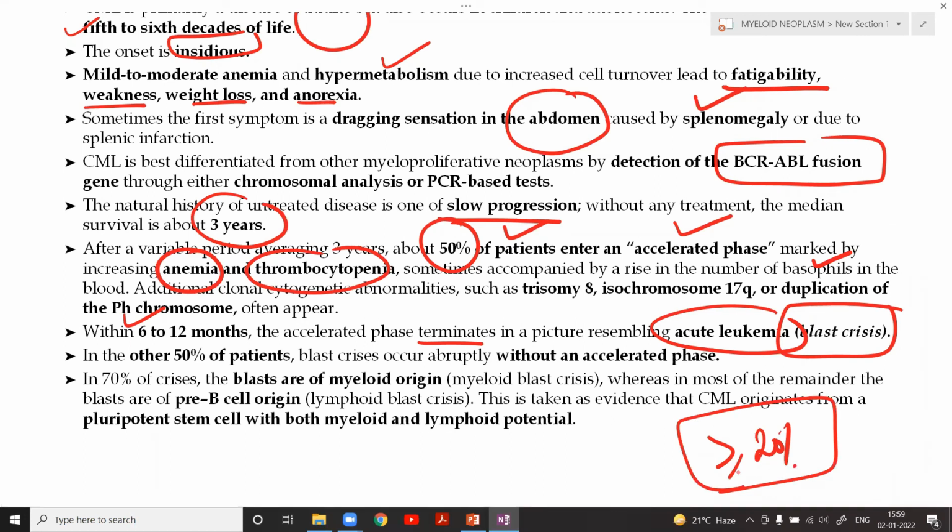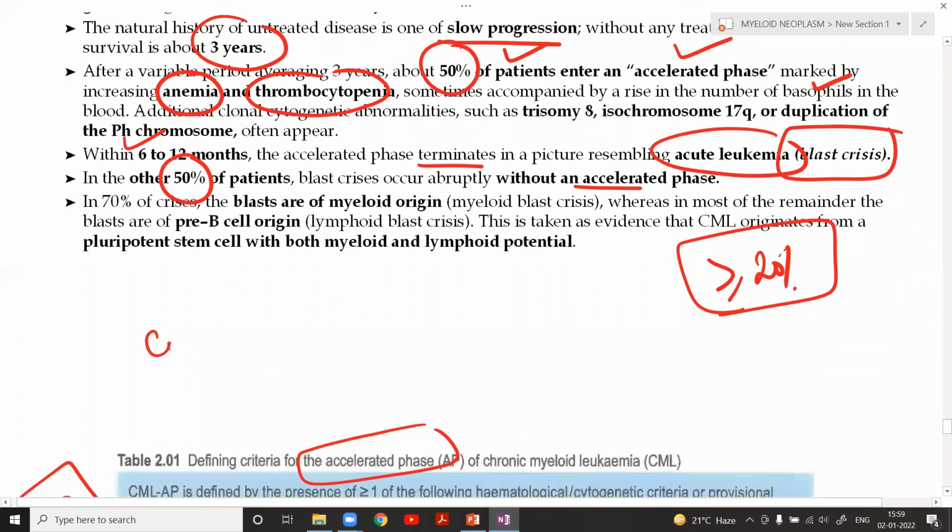Yes or no? I have already told you about this in the previous lecture, in the AML lecture. Okay. In the other 50% of the patients, the blast crisis can occur even without an accelerated phase. So usually CML has a chronic phase which lasts for 3 years.